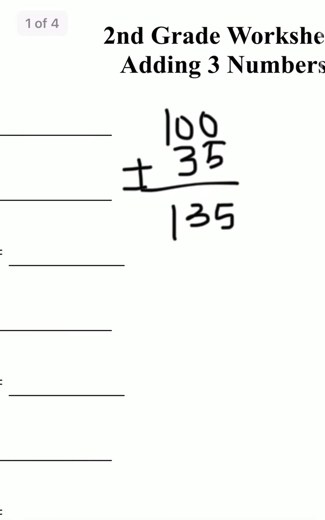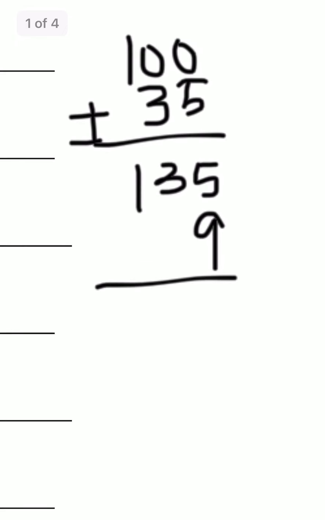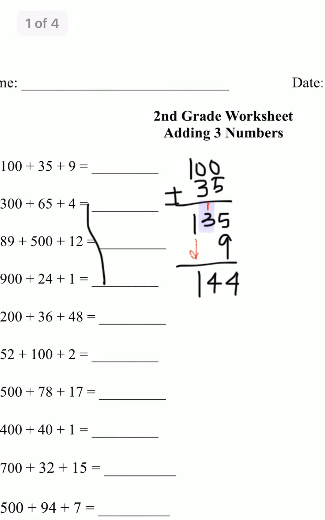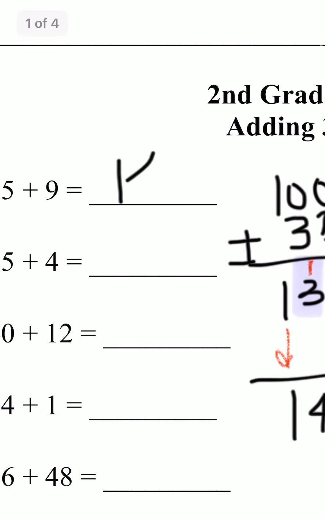Now we have 9. So 9 plus 5 is going to be 14. So the 1 goes up, and now we're adding 1 plus 3. 1 plus 3 is 4, and the 1 drops. So we have 144.